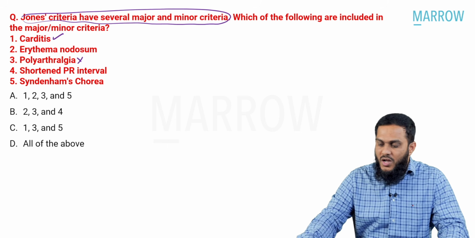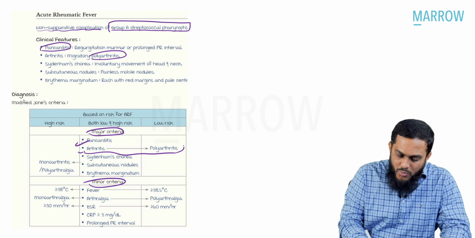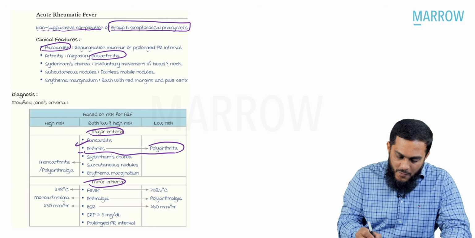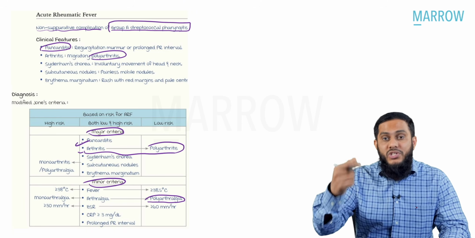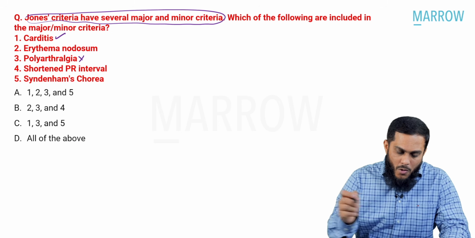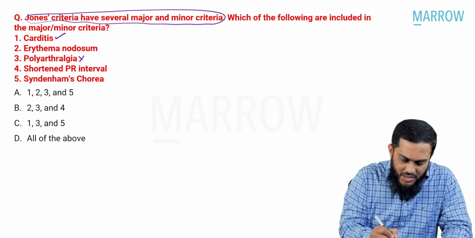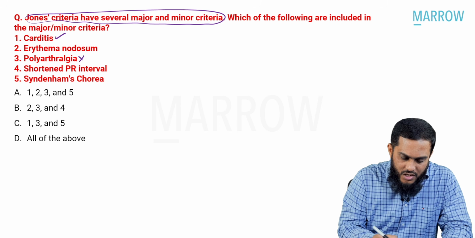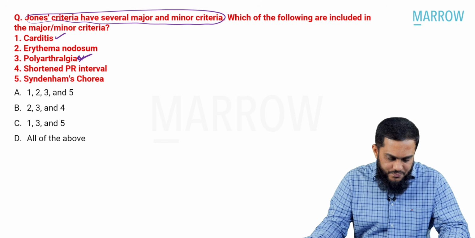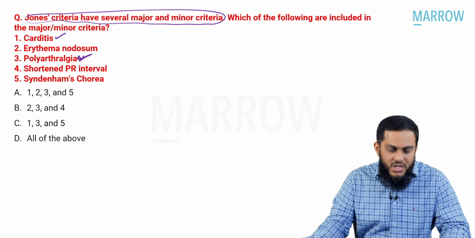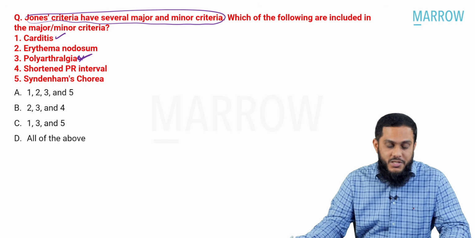Pancarditis and polyarthritis. Sir, pancarditis included. Polyarthralgia not included? Why? Once again, if you see, we have written polyarthritis in the major criteria, whereas polyarthralgia, that is pain, is in the minor criteria: inflammation in major, pain in minor. So polyarthralgia is a minor criteria. They said major or minor, so we have to include polyarthralgia also.